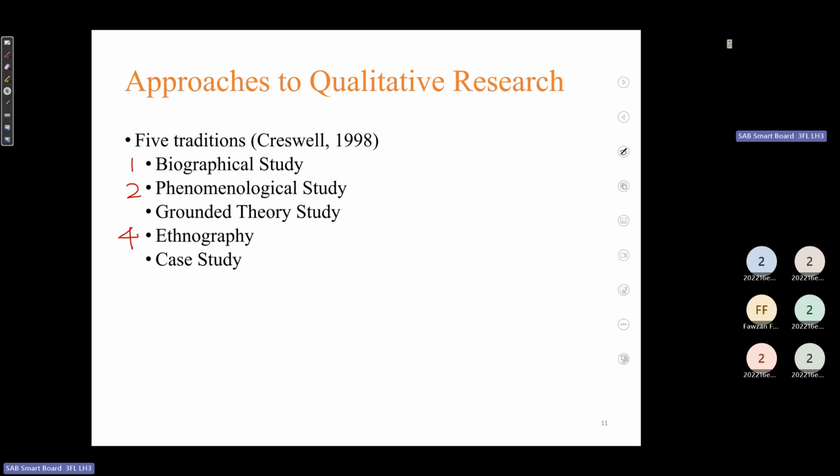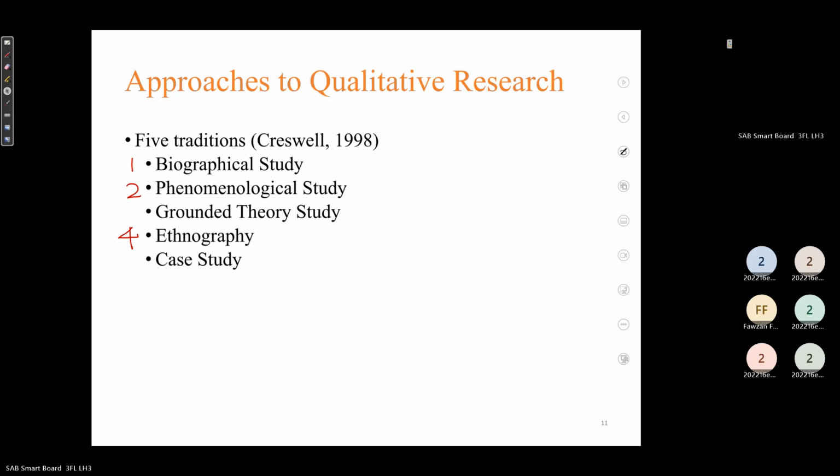Okay. So we'll continue to discuss what are these 5 traditions in qualitative research. As I told you, there are 5 traditions in qualitative. Now, these are only qualitative traditions. These are not quantitative, these are qualitative, right? So don't misunderstand that these are research traditions. Under qualitative research, there are 5.